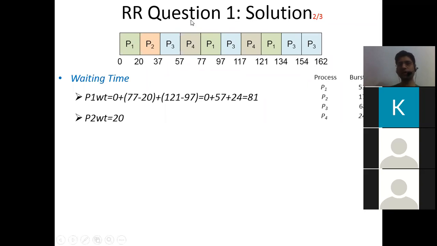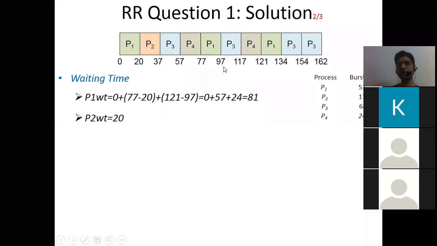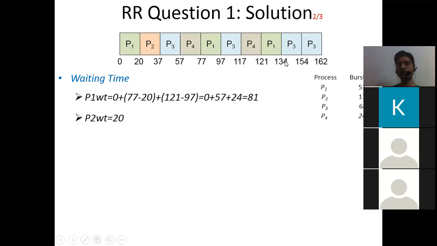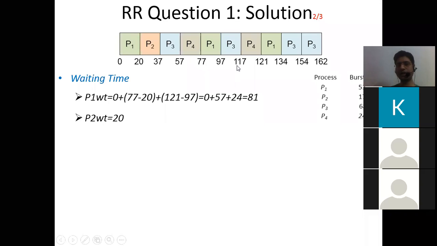Firstly, P3 gets the CPU control at 37, then it leaves on 57. Then it again gets the control at 97, then leaves on 117. Then again it gets the control at 134 and goes on. One answer has popped up, that is 114 by Ayush. Anyone else? Just a minus operation you have to do here. That is 37 plus 97 minus 57, then plus 134 minus 117.